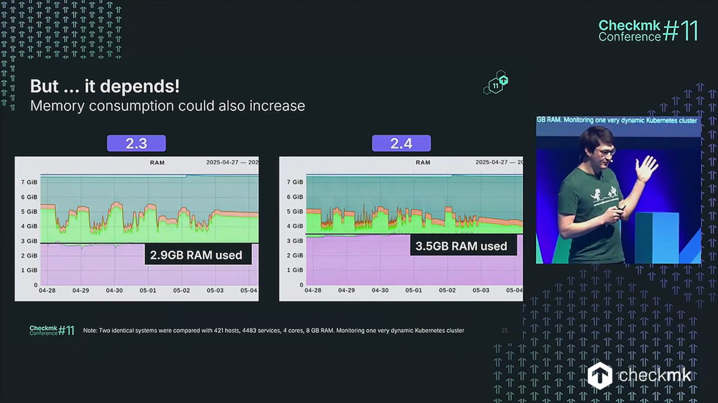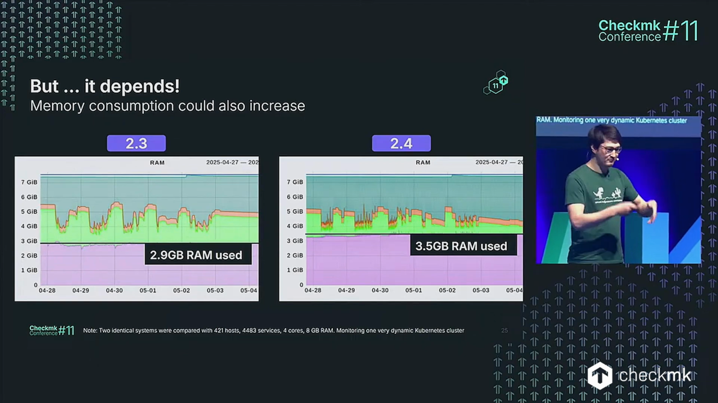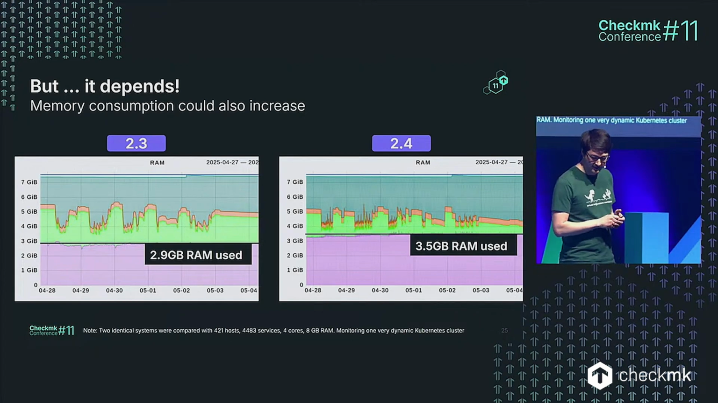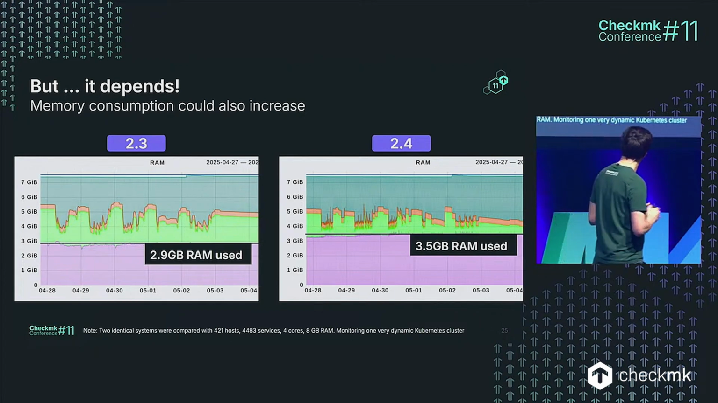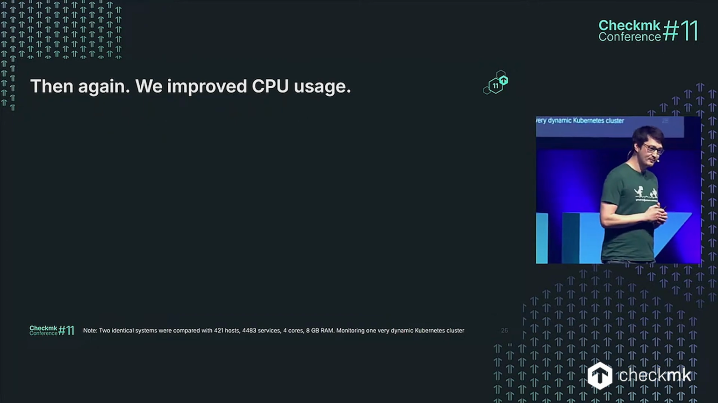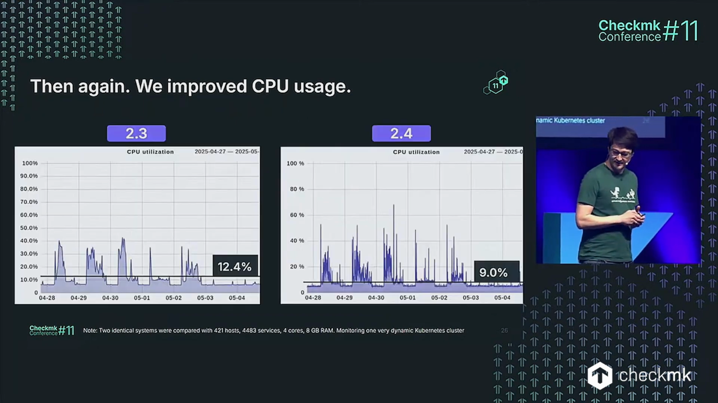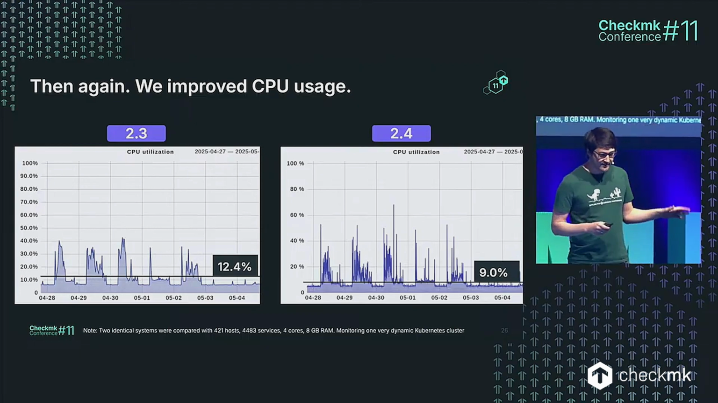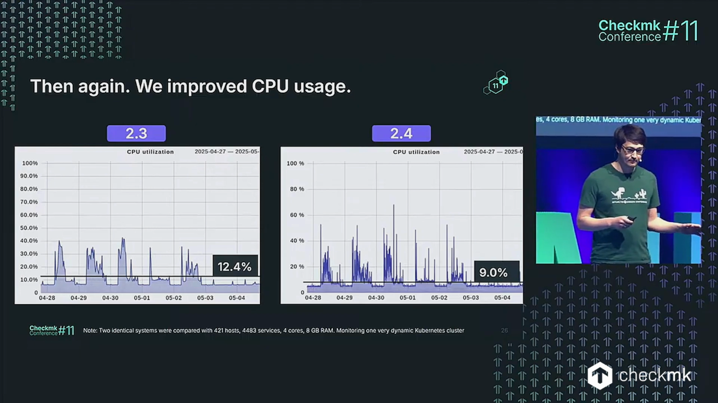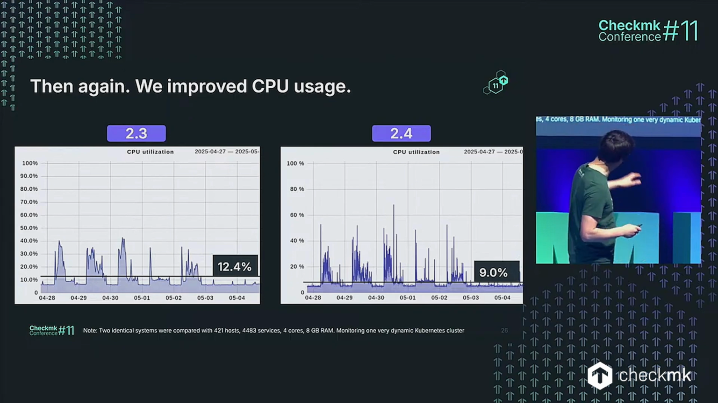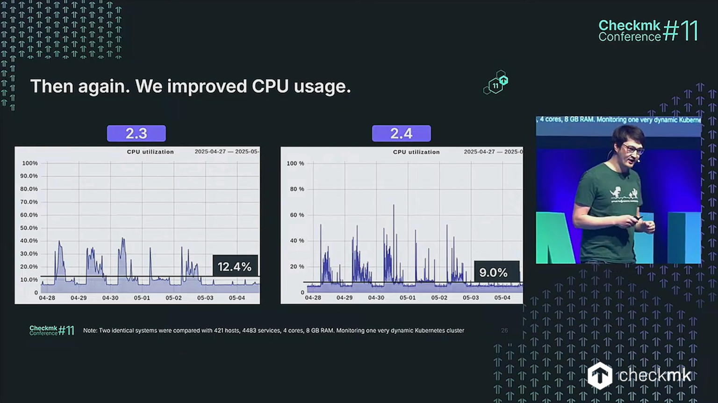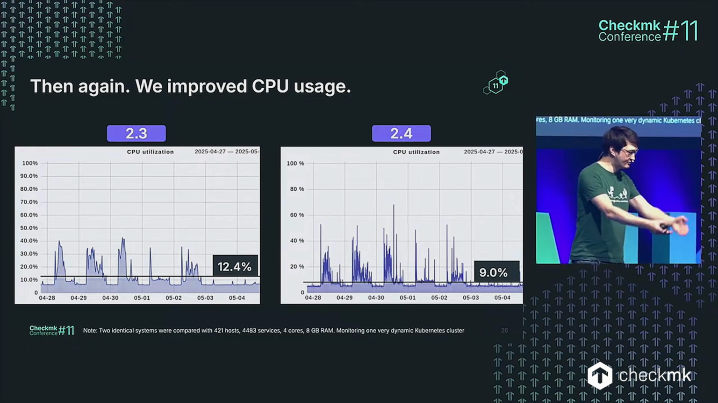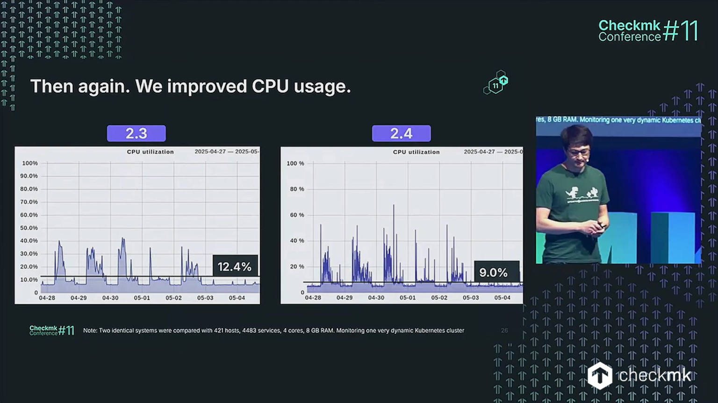So what about CPU? Because memory, we don't know, will it get better or worse? Nobody knows until you do it. We improved CPU usage as part of that. And take a look at this comparison, 2.3 versus 2.4. In my test system, it actually needs 20% less CPU now. And I think what you will recognize is that it's much more spiky. That's because things get done much faster. That's why the stuff in the UI is much faster.